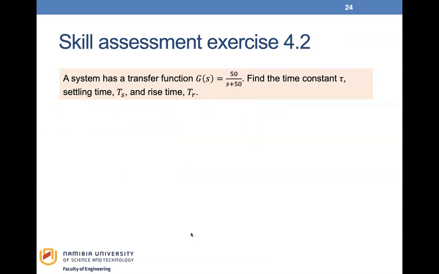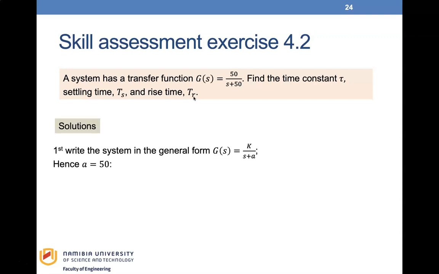Now we're going to look at a skill assessment exercise, which is 4.2 in your textbook. The question is that a system has a transfer function G of S equal to 50 over S plus 50. The question is to find the time constant tau, settling time T of S, and the rise time T of R. We already have the equations of these various constants or specifications. So let's look at the solution. First, write the system in the generic form G of S equals K over S plus A. You are interested in finding A. Once you know A, the problem is solved.